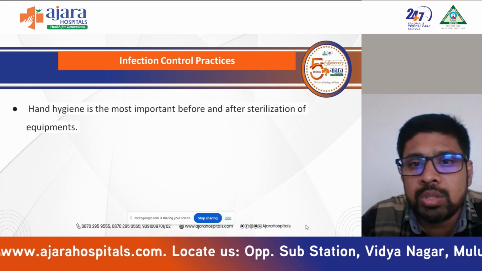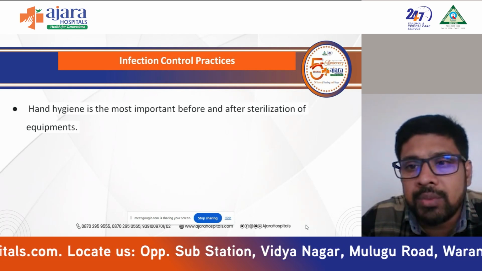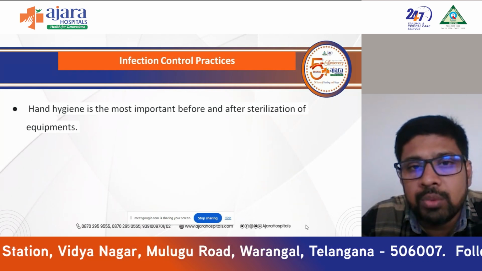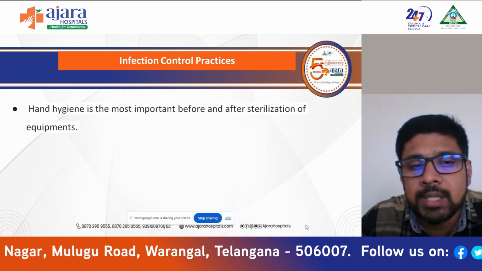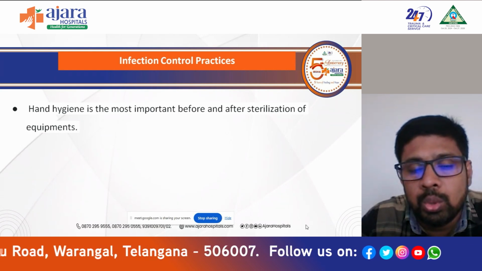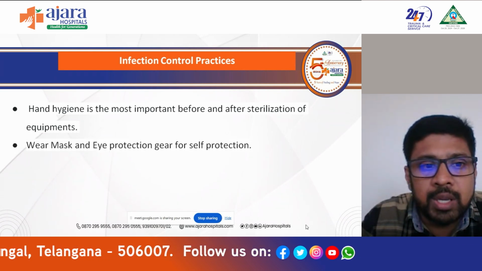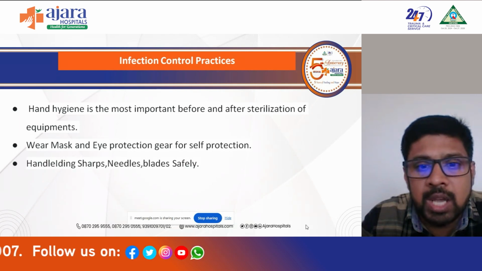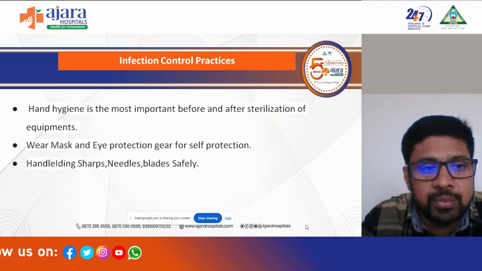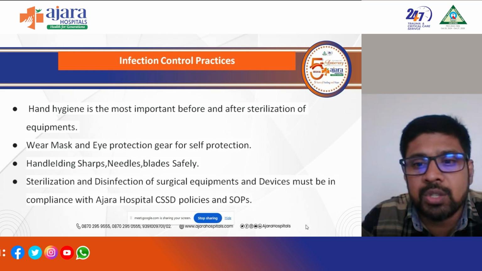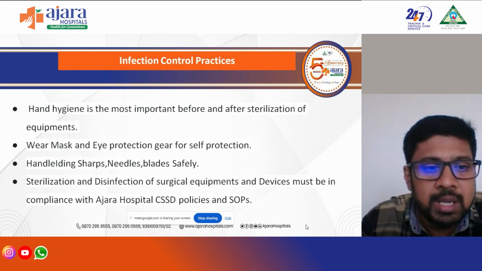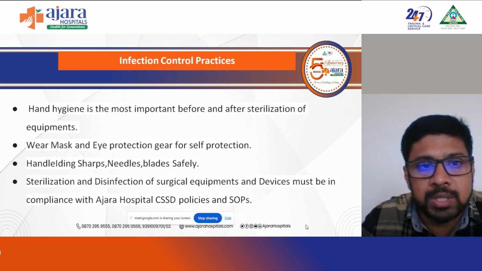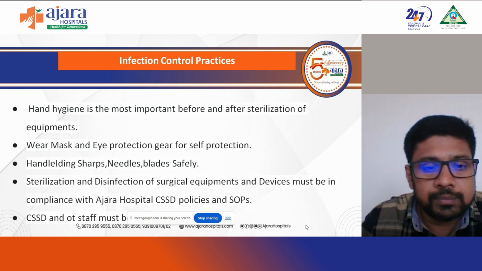Hand hygiene is most important before and after sterilization of equipment and before touching the equipment, and we need to follow the 5 moments of hand hygiene. Hand hygiene is the best tool to prevent hospital acquired infection. Wear masks and eye protection, handle sharps, needles, and blades very carefully, and sterilization and disinfection of surgical equipment and devices must be according to the hospital policy and SOPs.